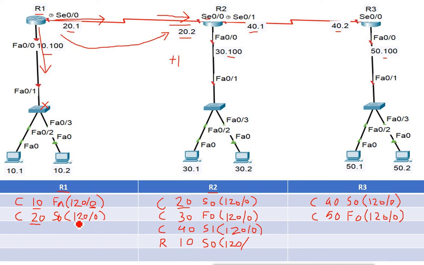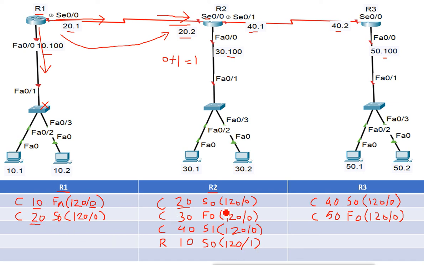So this router sends 0, so it adds +1 into 0, and it gets 1 here. As a hop count, this router 2 adds 1 here. That means it says I can reach this network 10 by going through 1 hop. Now no other information is here.